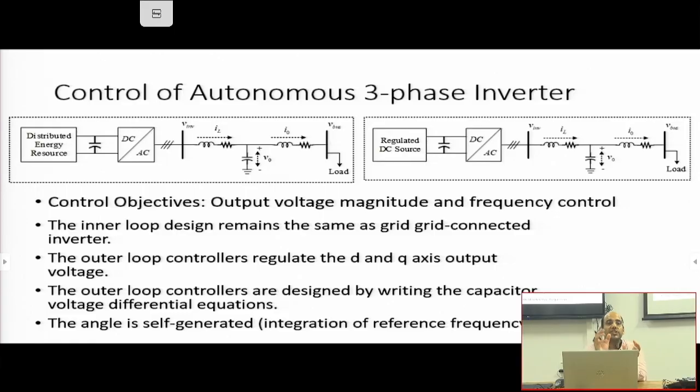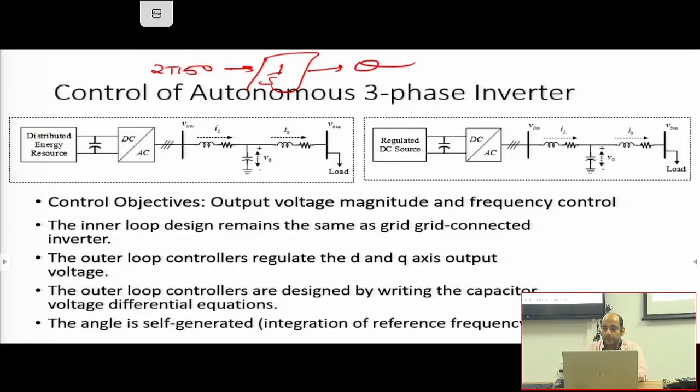So theta you generate yourself, it is self-generated. What you do, you just get a constant number, 2 pi f, like 2 pi 50, this is your omega. And you integrate it, 1 by s, you get theta. That's it. This is the theta we'll use in all the ABC to DQ conversion. So the angle is self-generated. The inner loop remains the same, except for a minor difference.